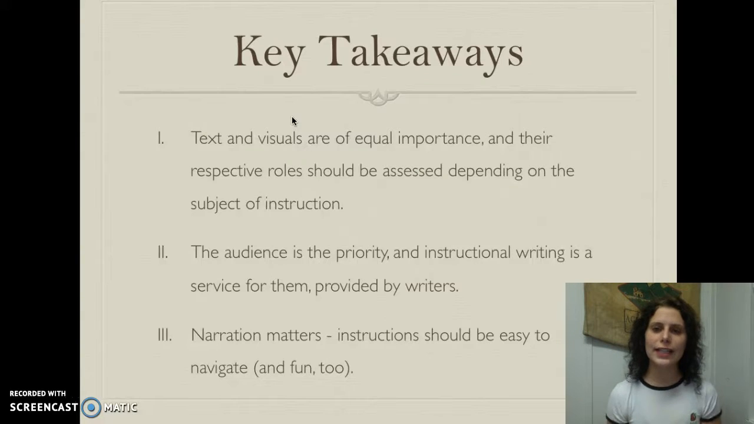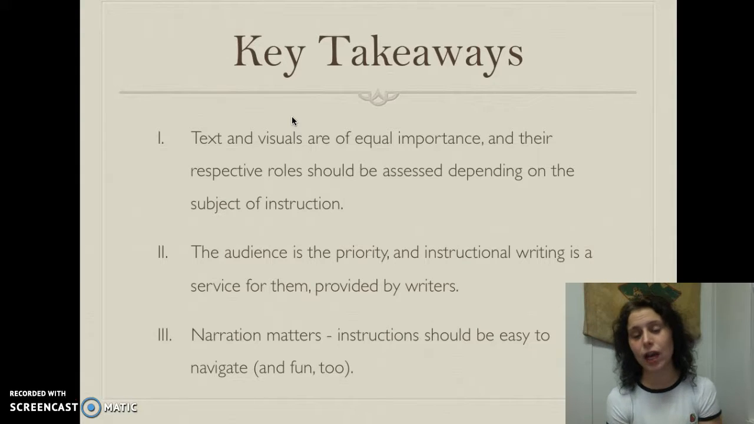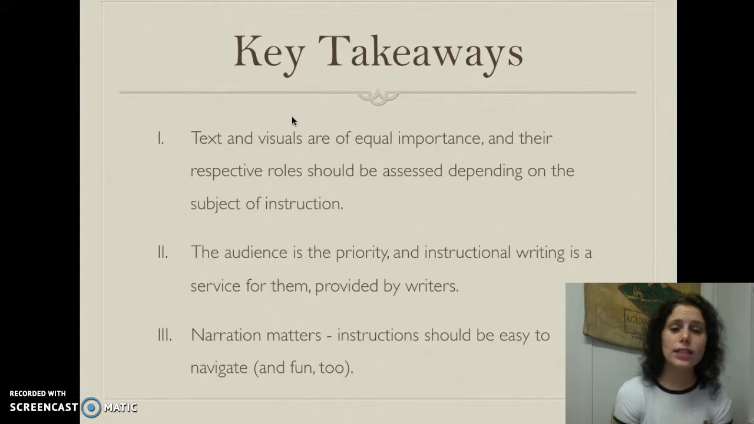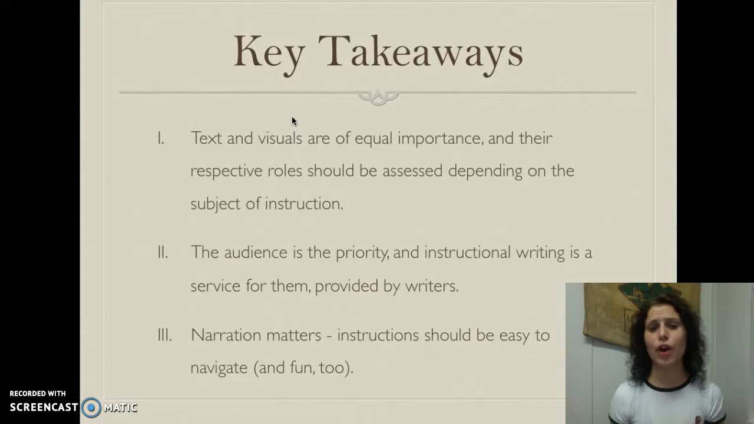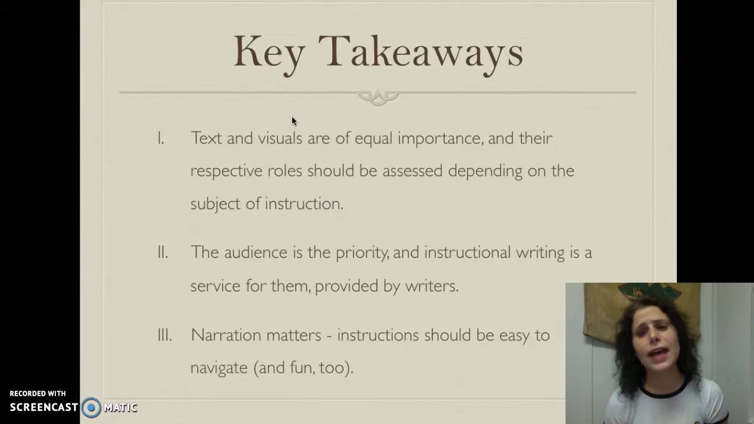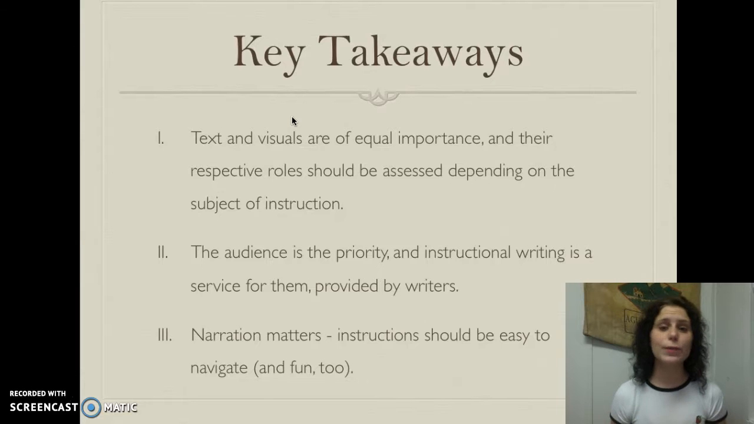Number one, the idea of visuals and text mattering equally. As a technical writer, we have to make a decision of what the audience needs. In some cases, you might want to add a little bit more graphic design or visual design and be a little bit more concise with your instructions. Other kinds of instructional sets call for less photographs and need more description. It is our responsibility as instructional writers to understand what the audience needs.